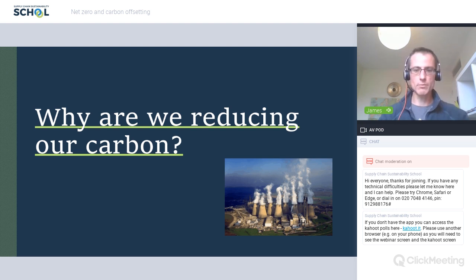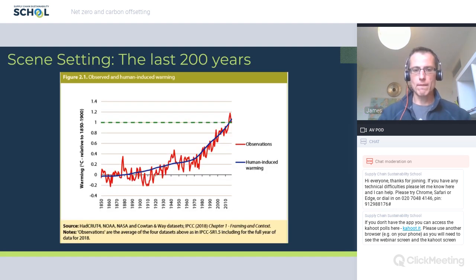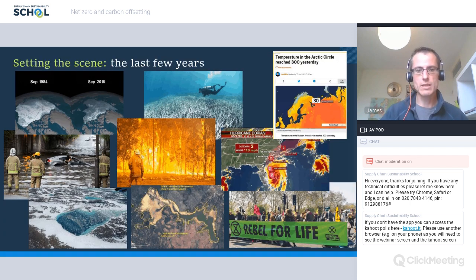So why are we reducing carbon? As many of you will know, the Earth's temperature has gone up by about 1 degree Celsius since the Industrial Revolution. This has been proven with information from Antarctic ice cores to show the temperature rise. It's very well established science behind that, and that's what's led to global warming. So it's risen a lot higher and a lot more quickly than it should in normal circumstances.